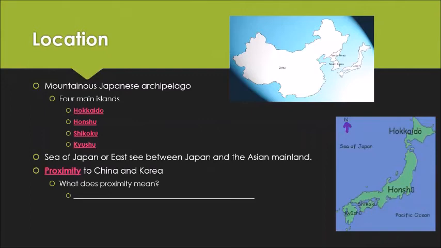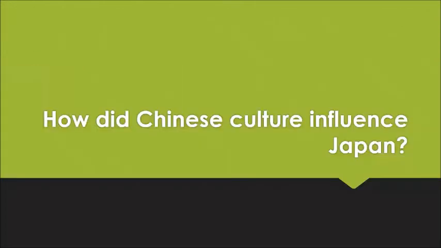So the Sea of Japan is going to separate Japan from the rest of Asia, meaning like North and South Korea and China. So they are quite close to China and the Korean Peninsula, and so there's going to be a lot of influence between these countries on each other. Now, China is going to be the biggest influence on Japan, but let's take a look at how that is.